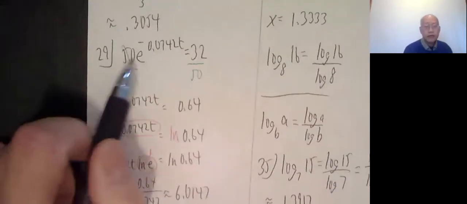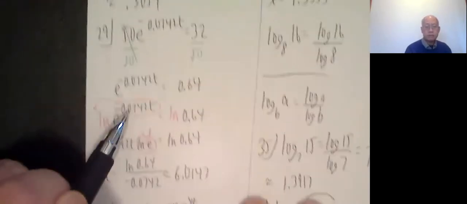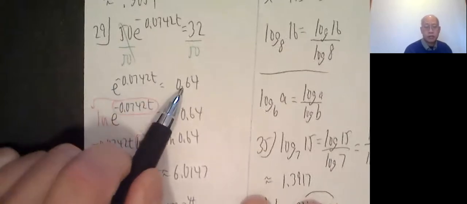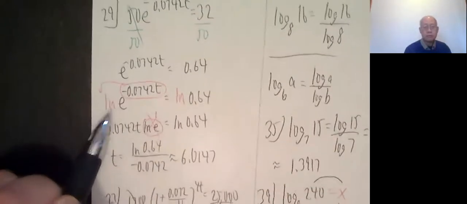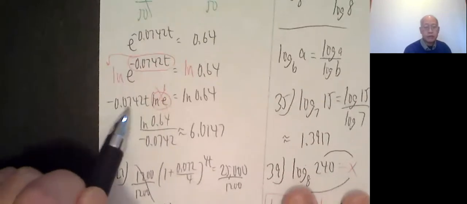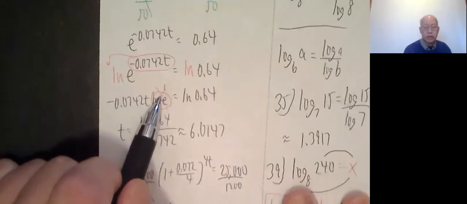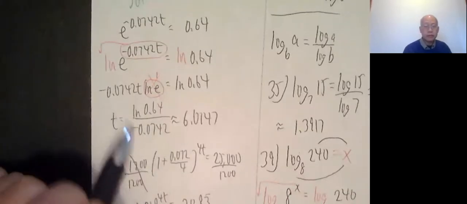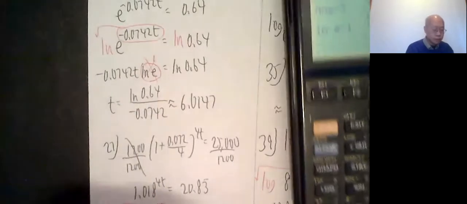Okay, 29, 50e to the whatever equals 32. Divide both sides by 50. E to the negative 0.0742t equals 0.64. Okay, when you have an e involved, you want to ln both sides. So ln, this thing comes in front, negative 0.0742t, natural log of e, but natural log of e is 1, so just throw that out. And divide by negative 0.0742. So that's my t.